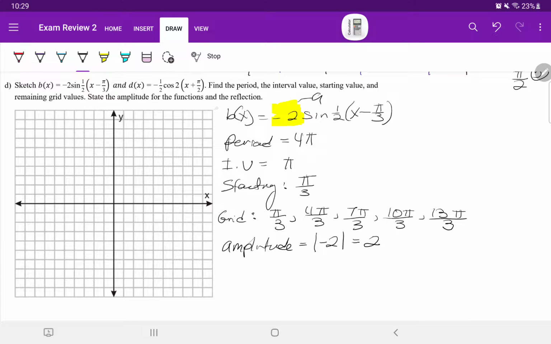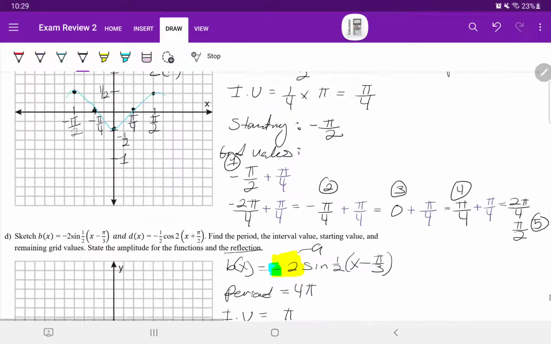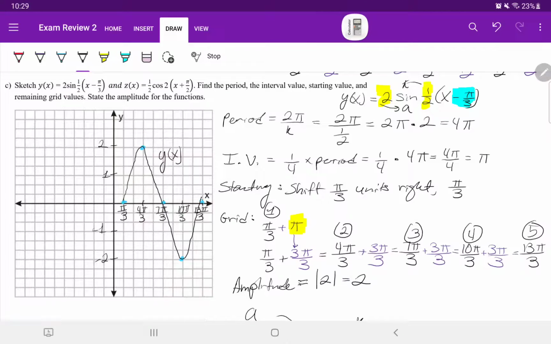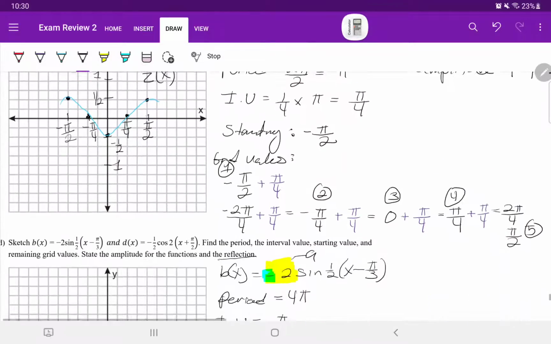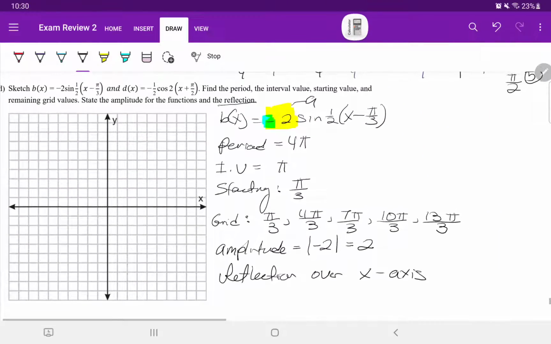And it says here, and the reflection. There is a negative being multiplied in front of the function. When there is a negative being multiplied in front of the function, it is a reflection over the x-axis. So basically, we are reflecting y of x over the x-axis. And when you reflect over the x-axis, you're changing the sign of every y-coordinate.